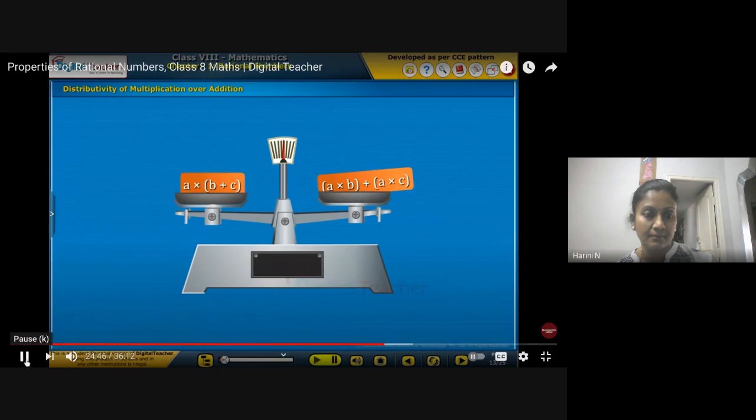Distributivity of multiplication over addition. Now, before we take up the distributive property, let us try to quickly understand what was the multiplicative inverse. A multiplicative inverse is nothing but the reciprocal of a given rational. What do you mean by reciprocal? The numerator becomes the denominator and the denominator becomes the numerator. So whenever you want the multiplicative inverse of a given rational, it means you want its reciprocal.